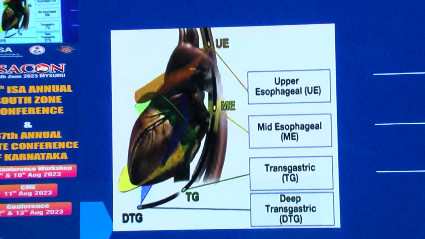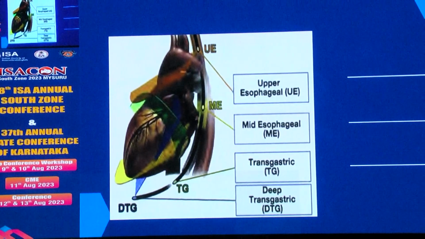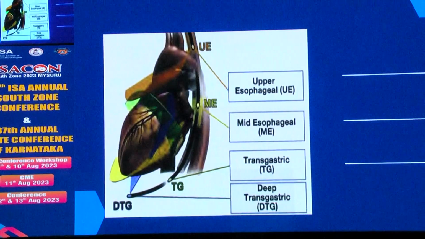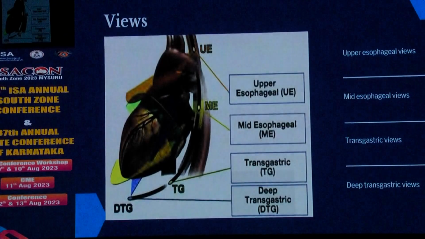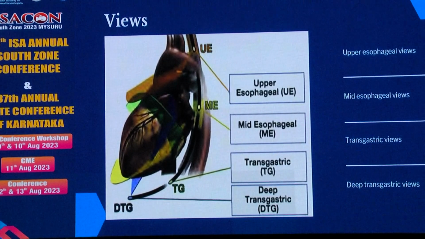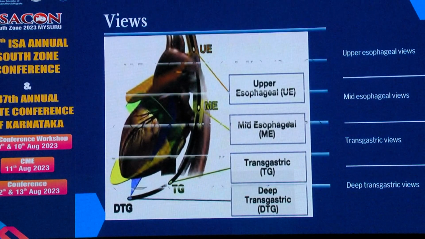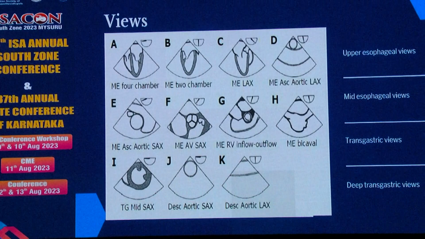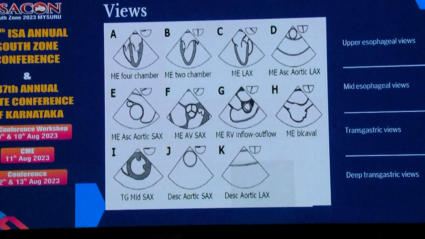So that is why it scores over a transthoracic echo. Now, there are depth markers on a TEE probe. Based on the various insertion depths, you have various views. The views can be upper esophageal, mid esophageal, transgastric, and deep transgastric. But do we need to know about all these? The answer is no. It's only around 10 to 11 views that we need to know, which are the basic TEE views.